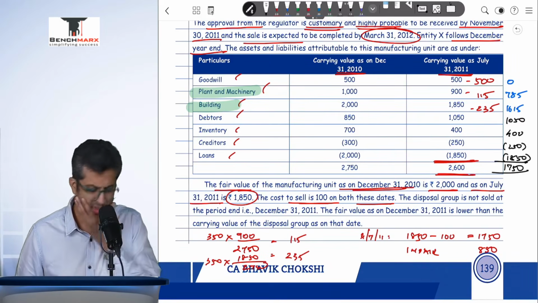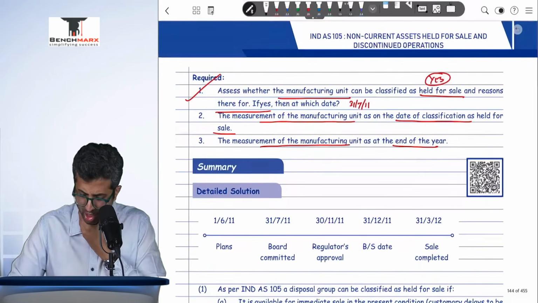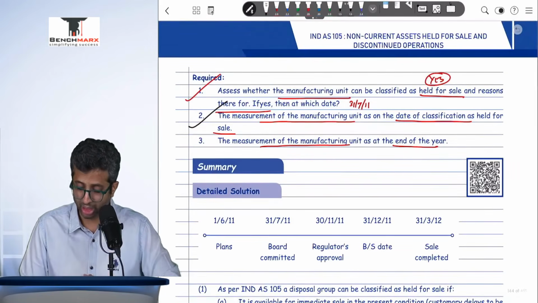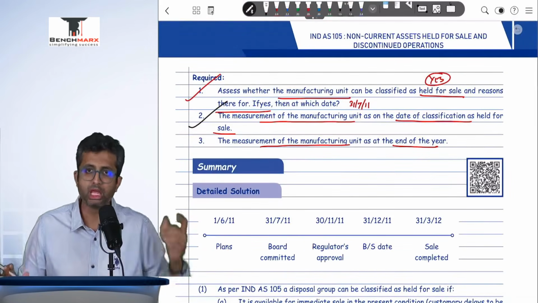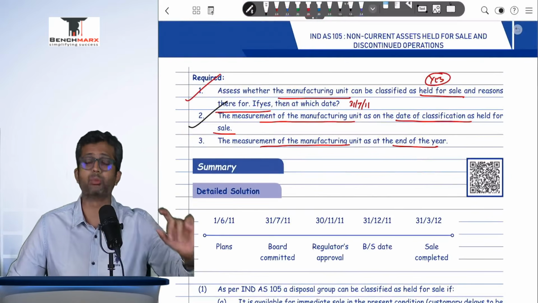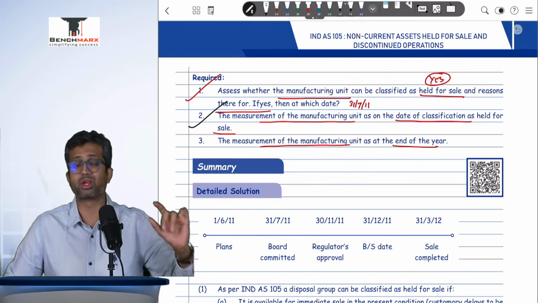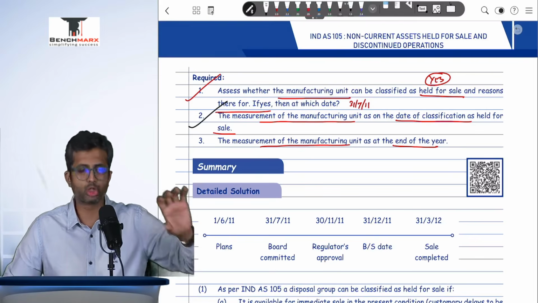Are we clear with this? So over here they are asking you to find the measurement of the unit as on the date of classification held for sale. We'll say for the entire unit this will be measured, instead of 2600 it will be measured at 1750. The difference of around 850 will be transferred to the P&L.